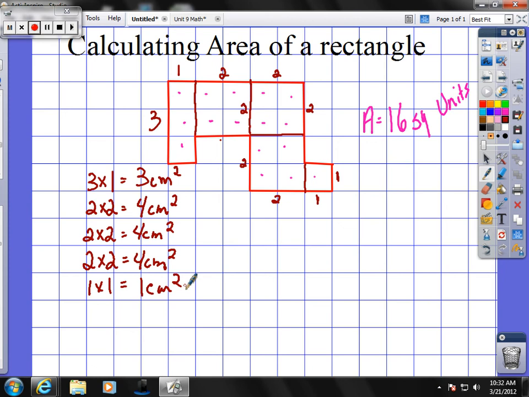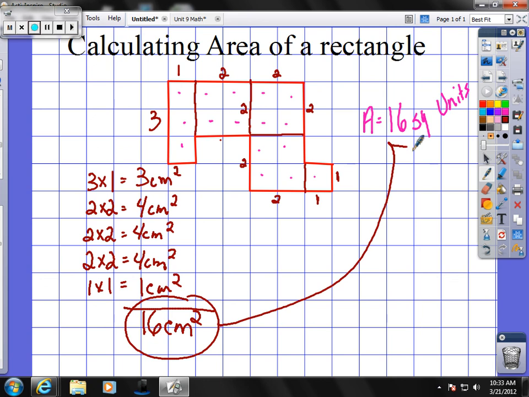Now, to find the area of the entire figure, we'd have to add up all those little areas together, which when we do that, we have 4 plus 4 plus 4, which is 12, plus 3, which is 15, plus one more, which is 16 centimeters squared. And if you look at this number down here, and you look at the number that we calculated for the entire thing, they should be exactly the same.